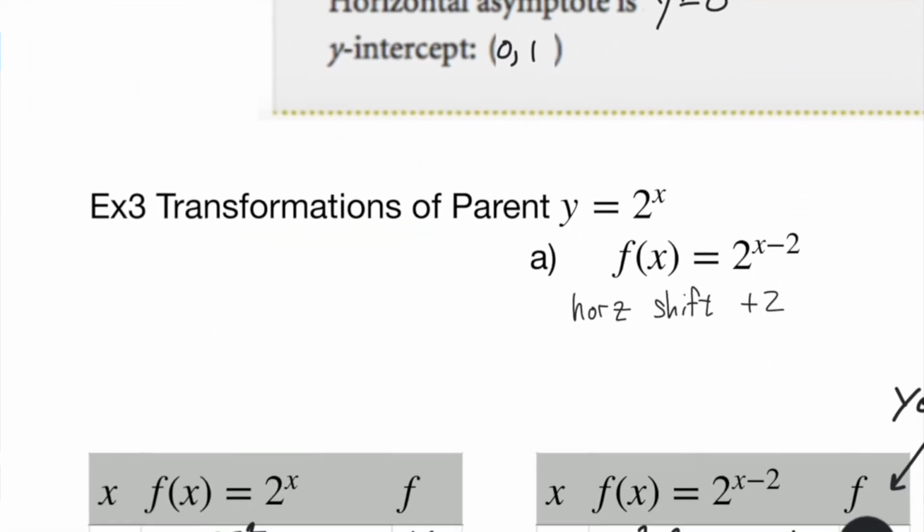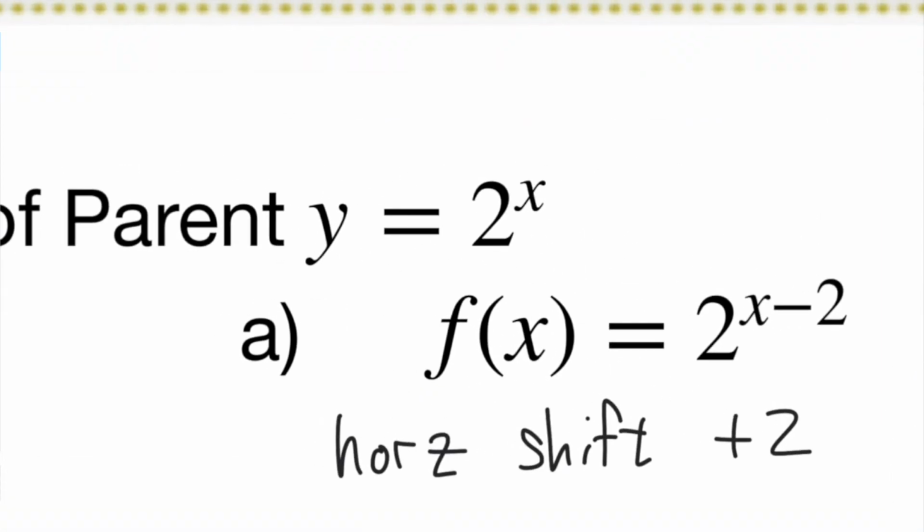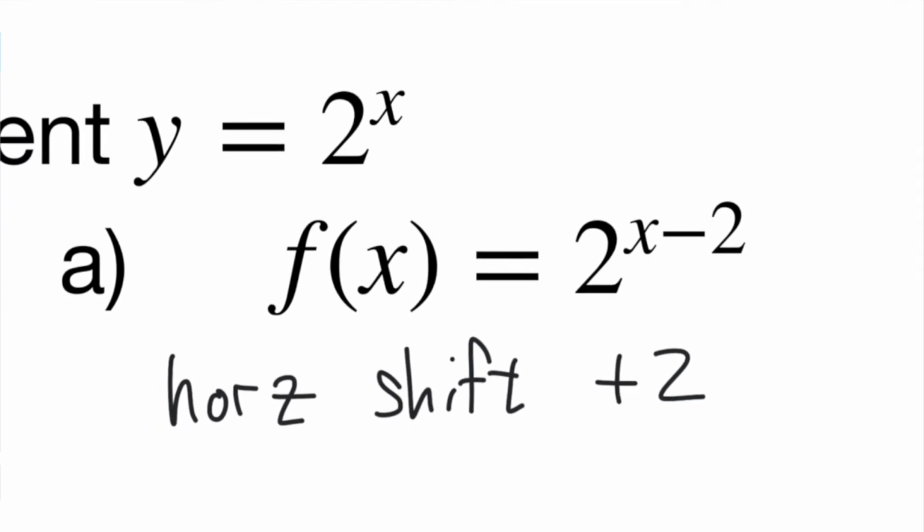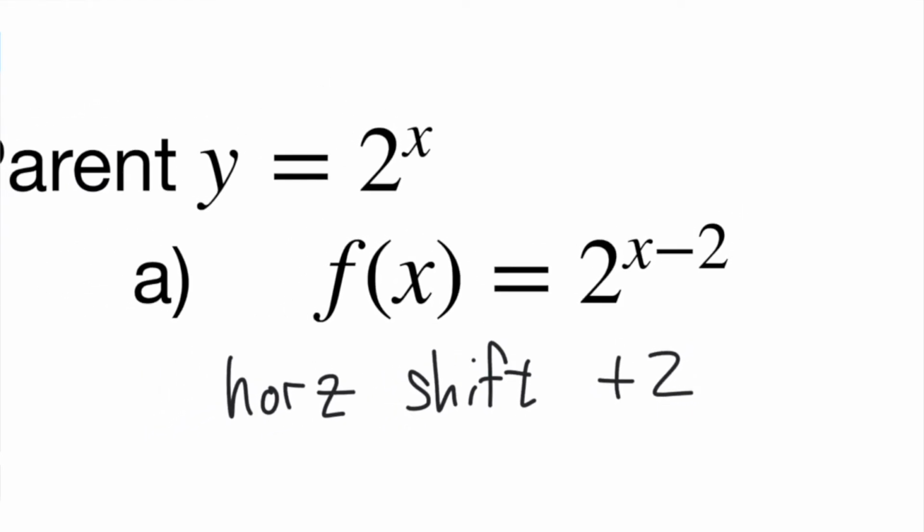Let's see what happens if we have a transformation. If this is our parent function, y equals 2 to the x, then what happens if we have 2 to the x minus 2? Well, in comparison, the difference between these two is the -2 on the x. You take x and subtract 2. So it's going to be a horizontal shift of +2, because remember, we expect the value to be right here. And x minus what? It's x minus a positive 2.